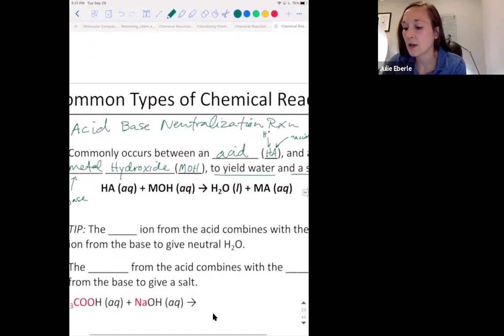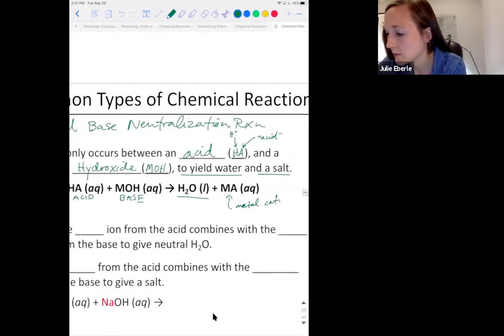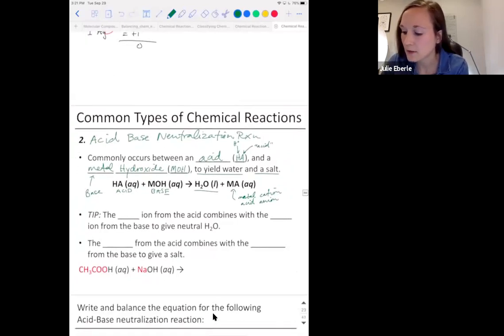So here is a very generic equation representing what we just talked about. Here's our acid, here's our base, and we're going to form water, and this MA over here, this is the metal cation with the anion from your acid. The metal cation and the acid anion. And we get a salt. All right, tip. Here's what happens. How do we form water? The hydrogen ion from the acid combines with the hydroxide ion from the base. H and OH give you H2O. Okay, so that's how we get water.